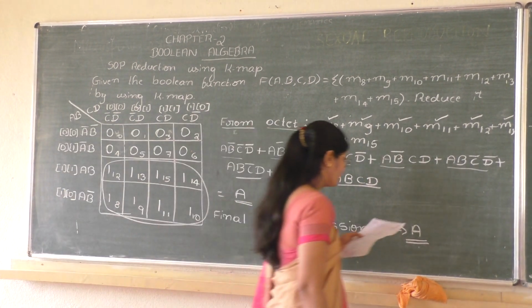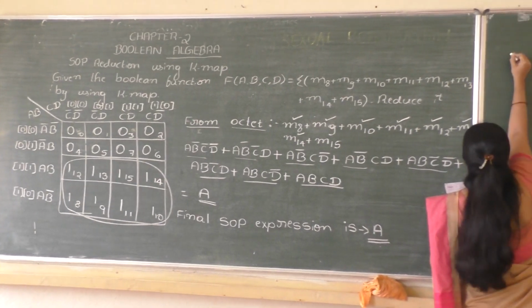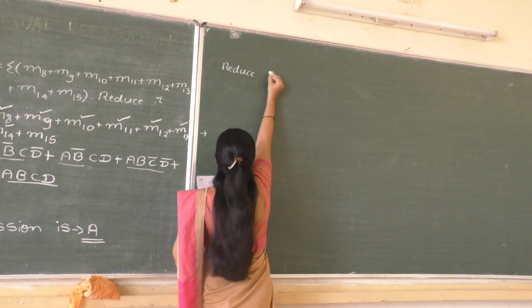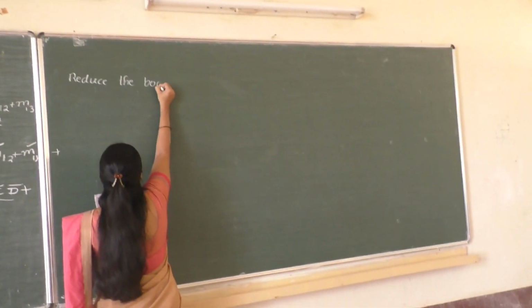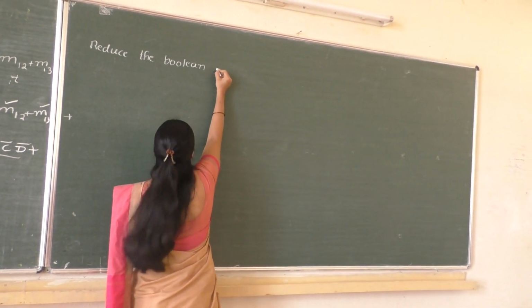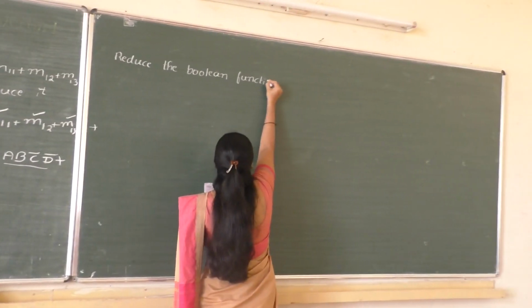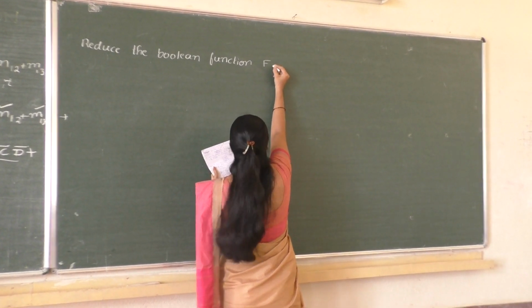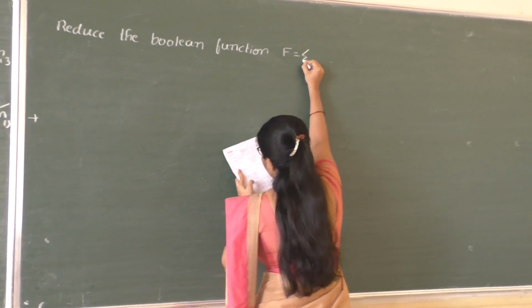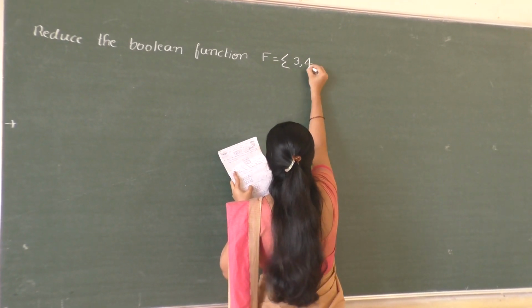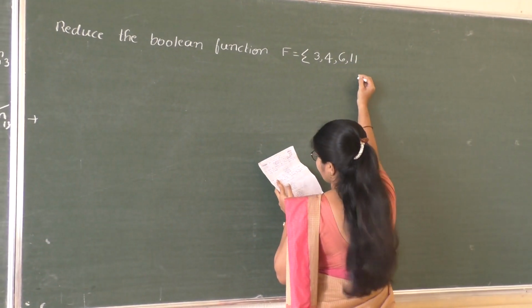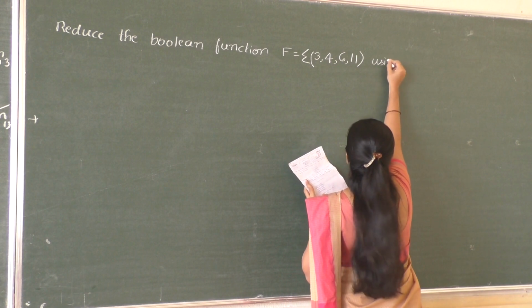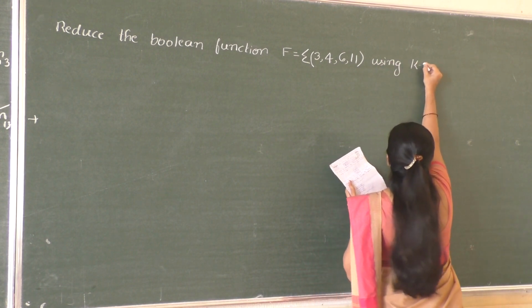Next problem. Reduce the Boolean function F is equal to sigma of 3, 4, 6, 11 using K-map.